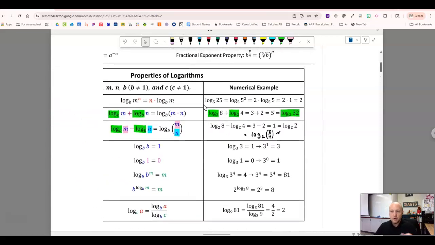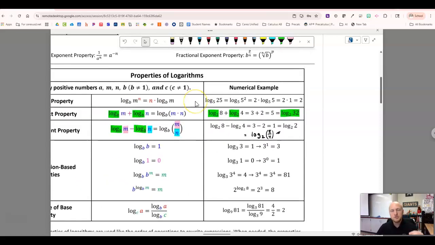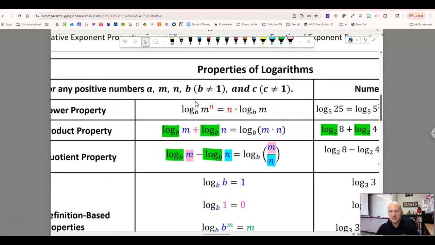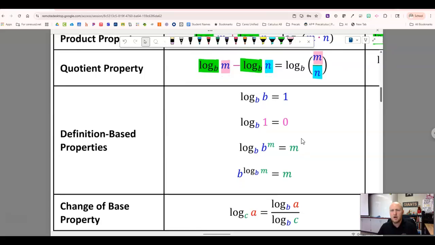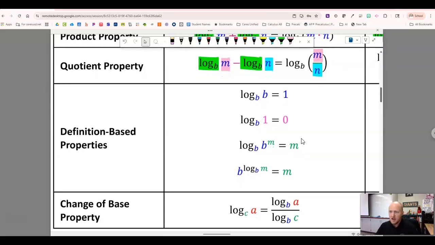Those three right there are your most common logarithmic properties that you are going to use, either to condense, and working from left to right, those are condensing, right? I'm making it into a single logarithm, but sometimes we do it in reverse where we want to expand or open up a logarithm. Now, here are some other definition-based properties for logarithms.